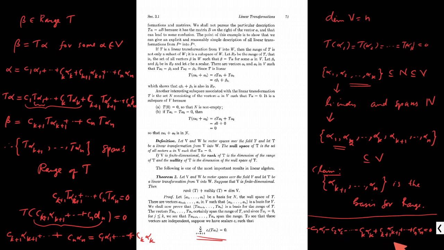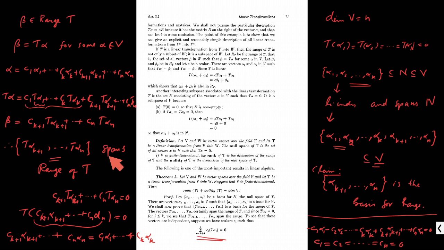So this expression is 0, but we know that alpha 1, alpha 2, alpha n are basis elements of V. So whenever this combination is 0, we get C1 equal to C2 equal to etc. equal to Cn equal to 0. In particular, Ck plus 1, Ck plus 2 etc. Cn is equal to 0. This shows that this set, T alpha 1, T alpha 2 etc. T alpha n, is linearly independent as well.